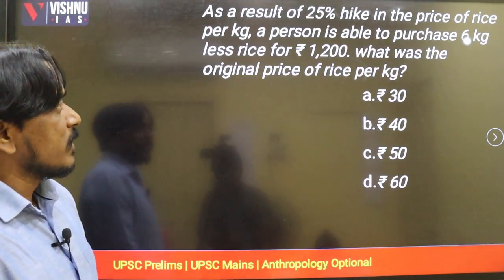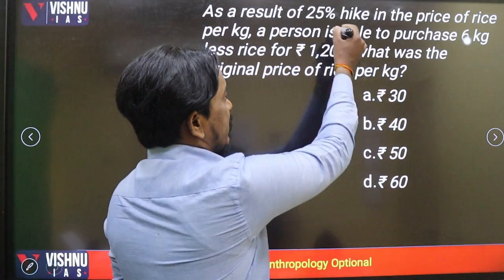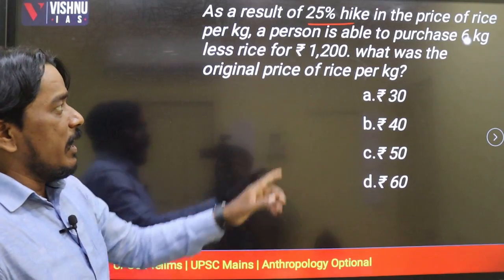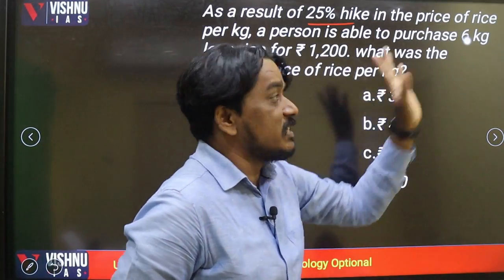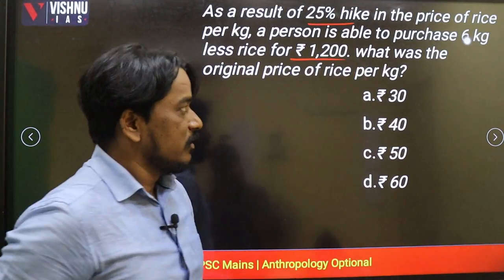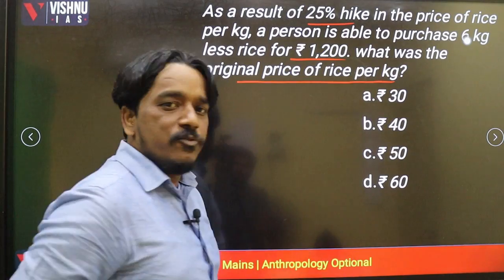Let's see one more question. As a result of a 25% hike in the price of rice per kg, a person is able to purchase 6 kgs less rice for 1200. What was the original price of the rice per kg?